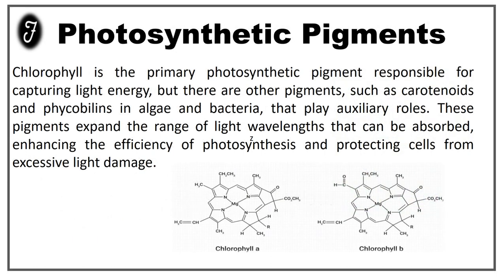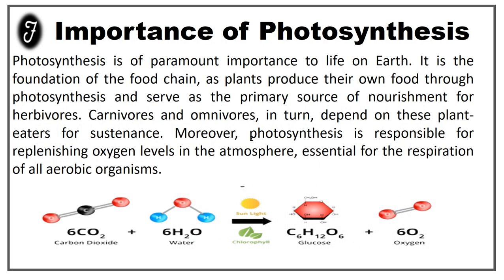Chlorophyll is the primary photosynthetic pigment responsible for capturing light energy, but there are other pigments, such as carotenoids and phycobilins in algae and bacteria, that play auxiliary roles. These pigments expand the range of light wavelengths that can be absorbed, enhancing the efficiency of photosynthesis and protecting cells from excessive light damage.